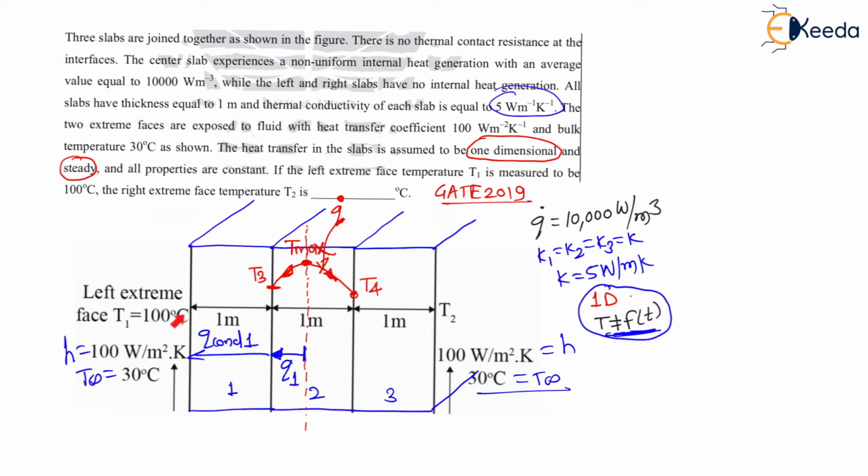And my dear students, from this T1 to T infinity, between the fluid and the solid surface, there will be a convection. Therefore from this left face to the surrounding fluid, there will be a convection, that is, there will be a heat convected, heat convection 1.